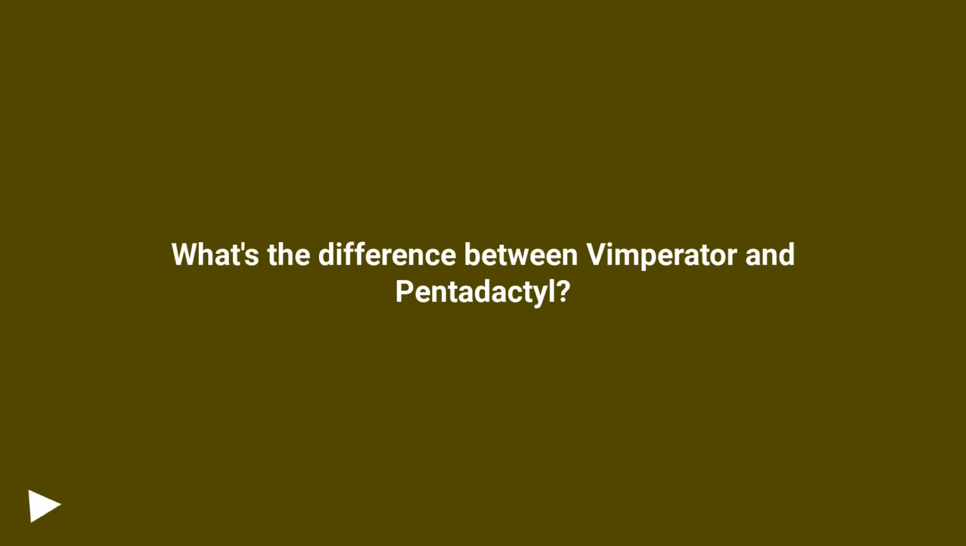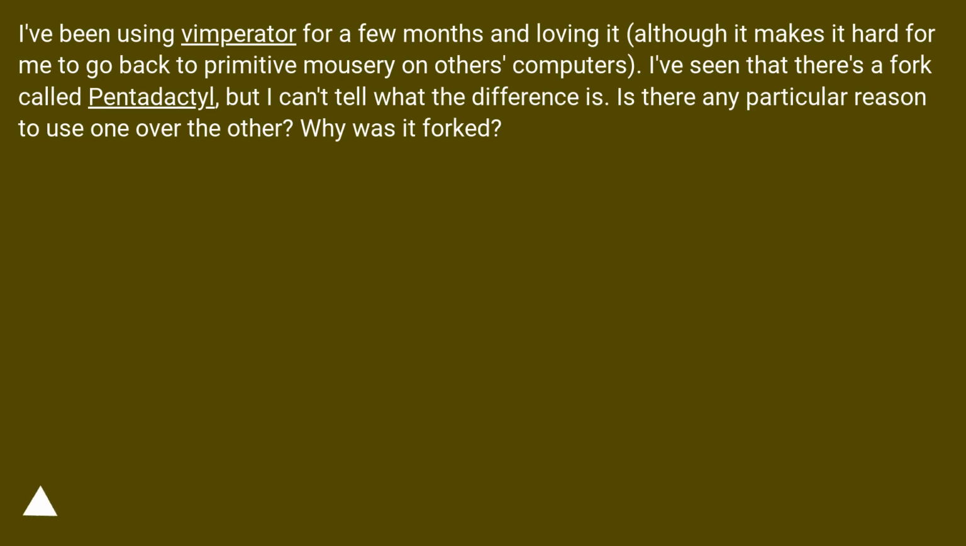What's the difference between Vimperator and Pentadactyl? I've been using Vimperator for a few months and loving it, although it makes it hard for me to go back to primitive mousery on others' computers. I've seen that there's a fork called Pentadactyl, but I can't tell what the difference is. Is there any particular reason to use one over the other? Why was it forked?